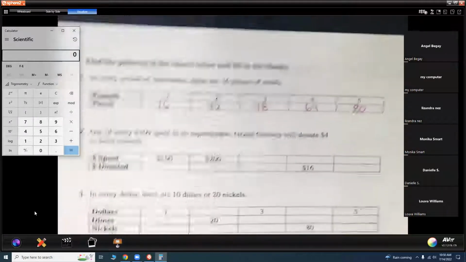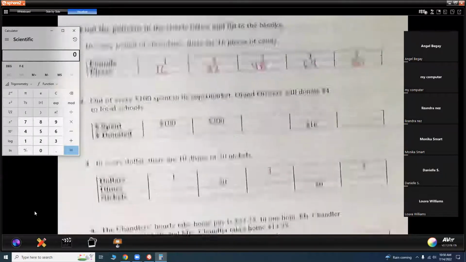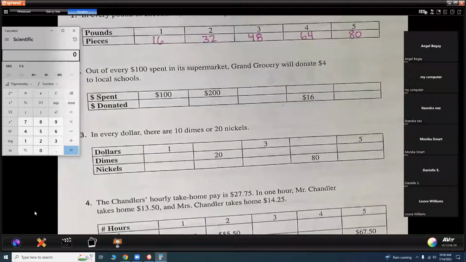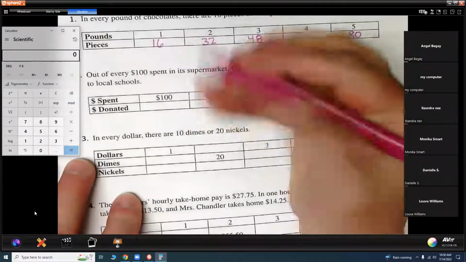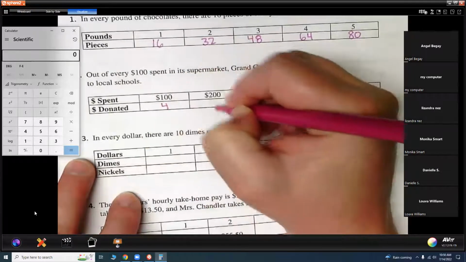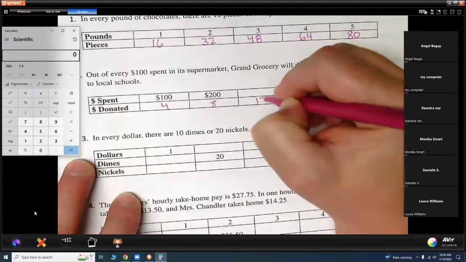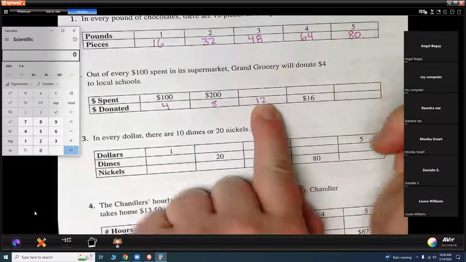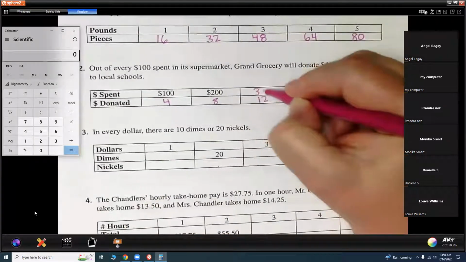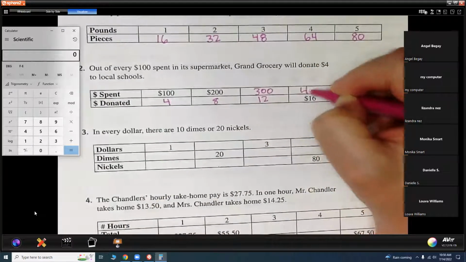Excellent. Okay. Out of every $100 spent in its supermarket, Grand Grocery will donate $4 to local schools. So, what goes in the top box up here? 300. Good.